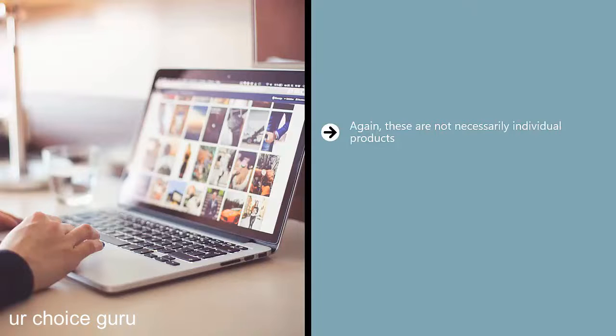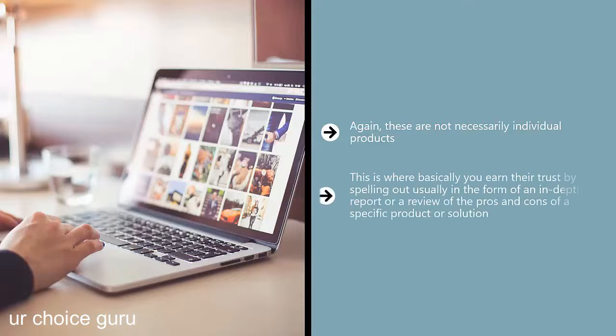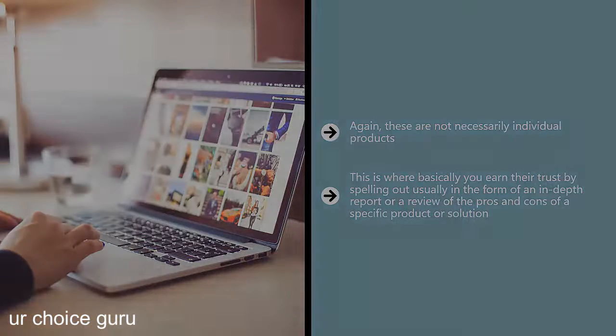You compare these to highlight to the reader that you can be trusted because you know enough to be able to compare, and then you suggest a specific solution, and when they click through to that, they end up on a trust page. This is where you earn their trust by spelling out, usually in the form of an in-depth report or a review, the pros and cons of a specific product or solution. From here, you can then convert them. You can link them to a conversion funnel, or you can get them to sign up to a mailing list.